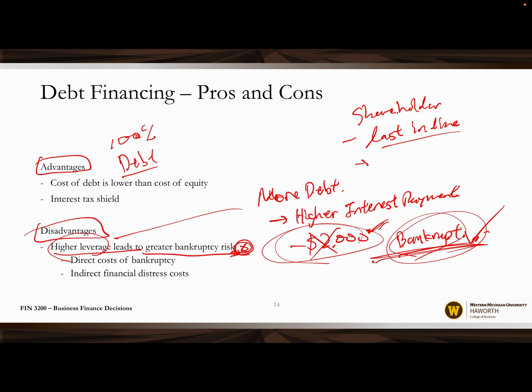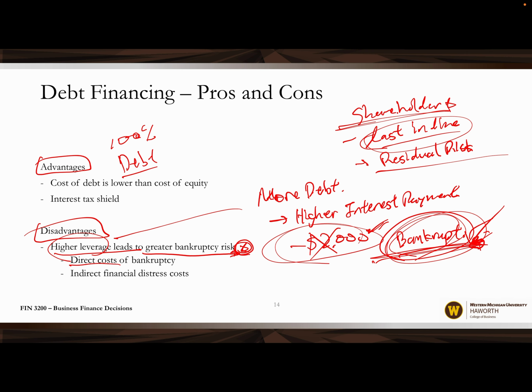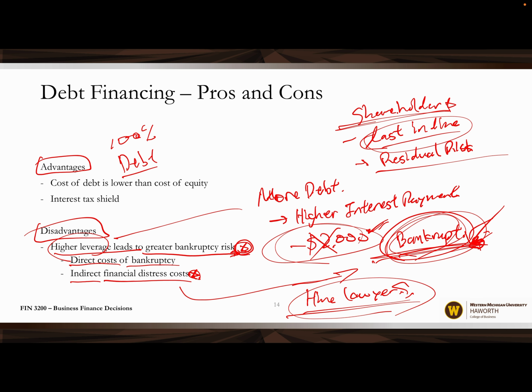Okay, this was in topic 6, right? Residual risk. They're residual claimants. So when the firm goes bankrupt, shareholders are last in line to get paid. So, they won't get paid anything if the firm goes bankrupt, most likely. Okay, so they don't like this. That will be the direct cost of bankruptcy. And indirect financial distress costs will be things like when the firm goes bankrupt, they have to hire lawyers, and it's just a lot of problem, right? Yeah, so we'll just leave it there. Costly, okay? Bankruptcy risk.